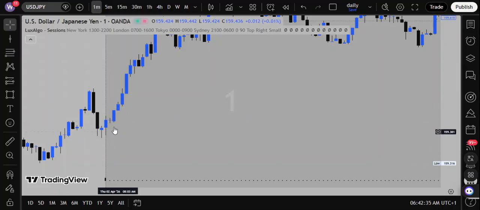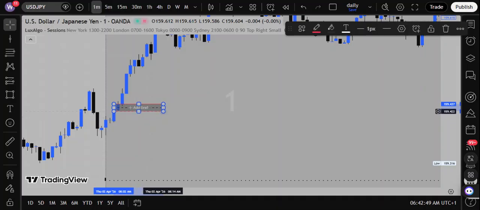Now, this is not a fair value gap right here. This is the fair value gap right there. Can you see the first candle right here, second candle, and the third candle? So this gap right here is the fair value gap. So we are going to mark this as our FVG. This is the first FVG that formed.